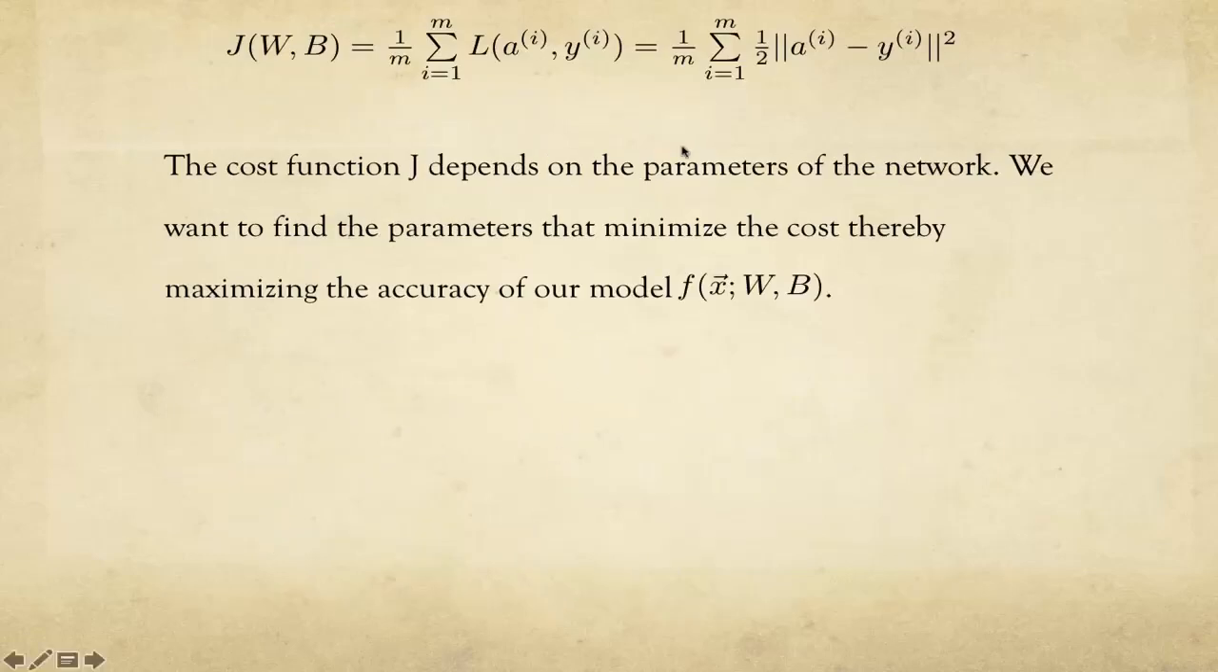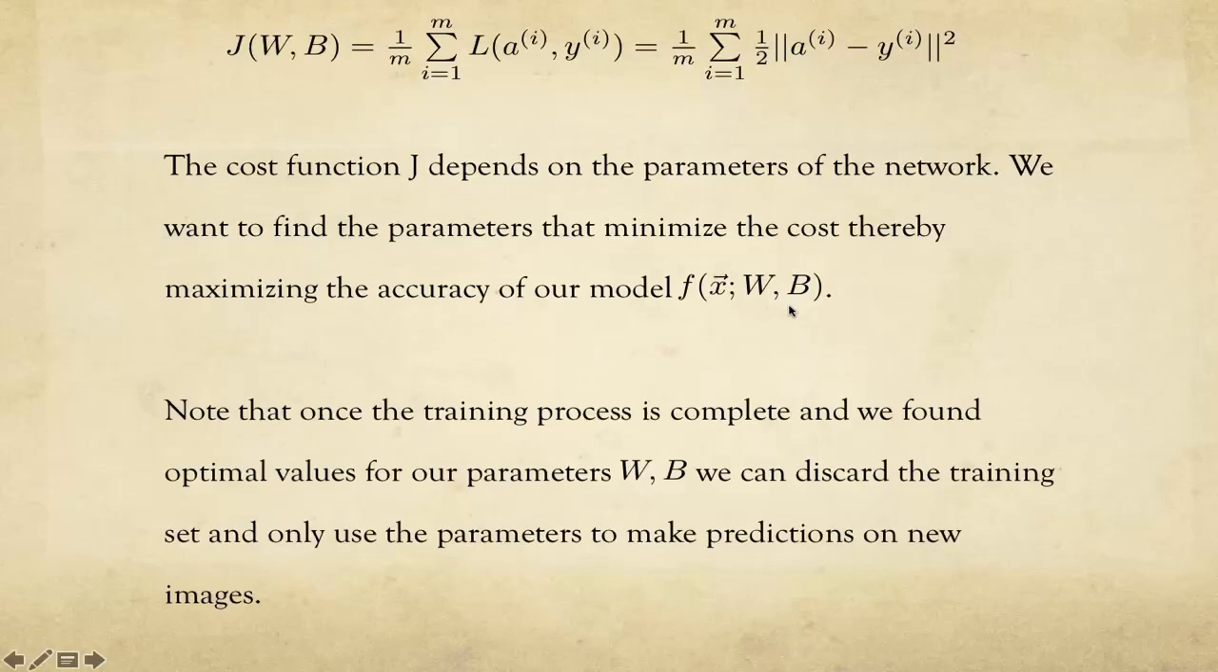So here's the error again. Again, this cost function depends on the parameters of the network. So we want to find the parameters that minimize the cost, therefore maximizing the accuracy of the model f of x, which depends on those parameters. And once we complete the training process and found the optimal parameters for our network, we can just throw away the training examples, the training sets, and we can use these parameters to make predictions on new images. In fact, we saw that in the first lecture notebook where I loaded the optimized parameters that had been previously trained, and we used those optimized parameters to make predictions, just as an example.